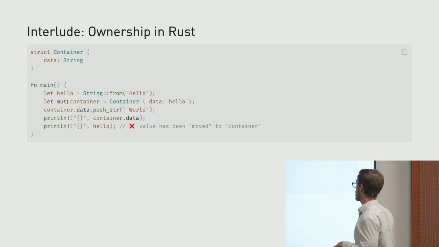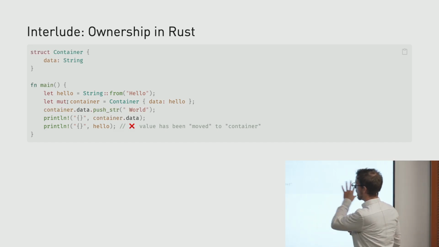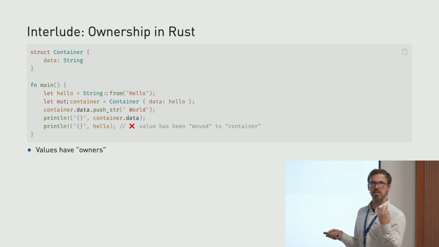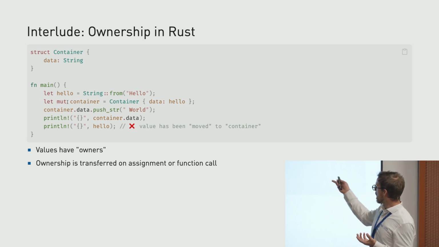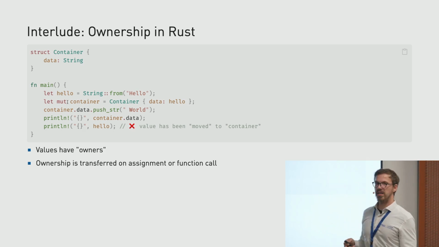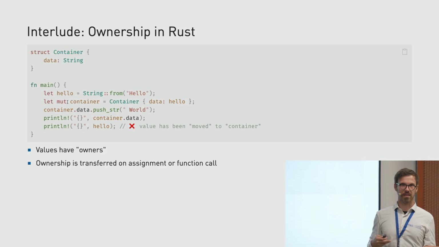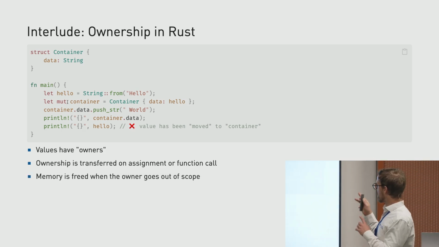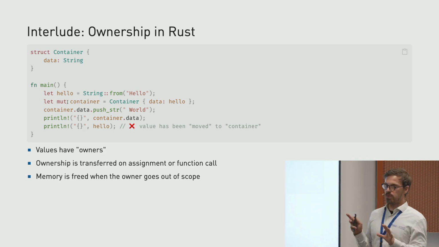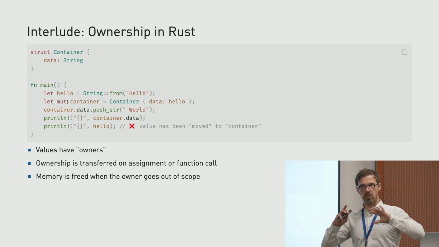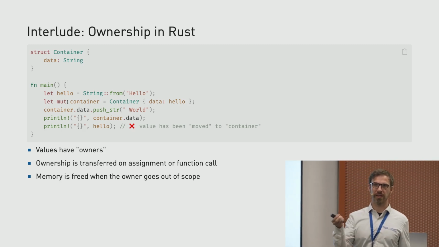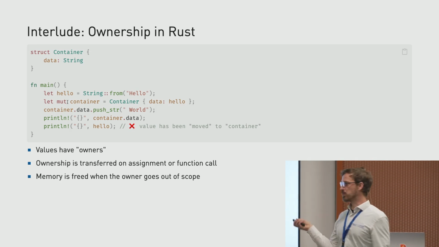So in Rust, basically the value, the string, has an owner. And in the beginning, the owner is the hello. And when I assign it, or when I instantiate the container, the owner changes to the container. And that is one part. And this is also how memory management in Rust works, because if the owner goes out of scope, the memory is freed automatically. And this solves a huge headache you have with C++, where you really have to keep track of your memory management. So this is one nice thing.